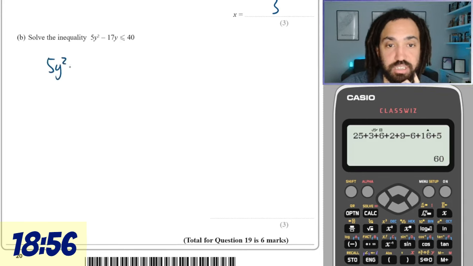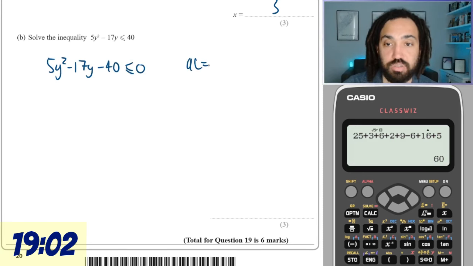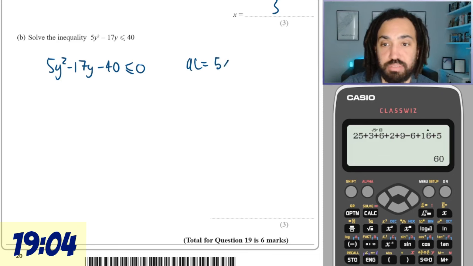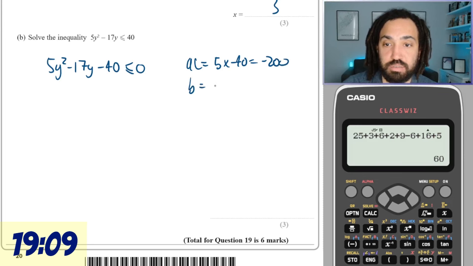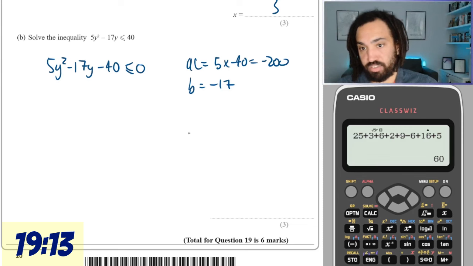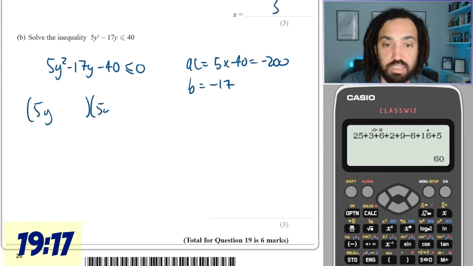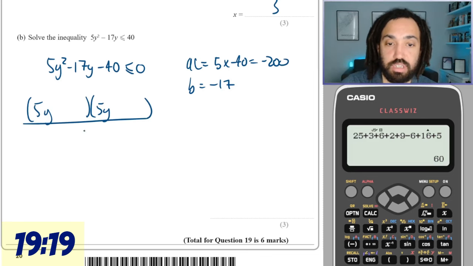Right, so 5y squared minus 17y minus 24 is less than or equal to 0. I have to show how to solve a quadratic, so I'll do it using this method, which is minus 120, and b is equal to minus 17. So the numbers are 15 and 8, I think. Yeah, that sounds like it could work. Okay, so all over 5.